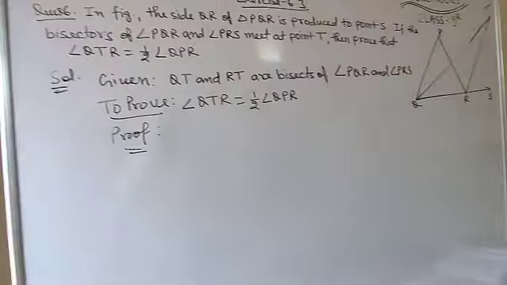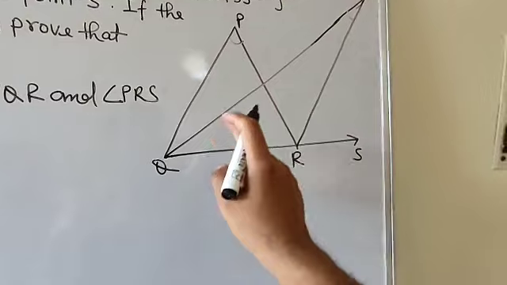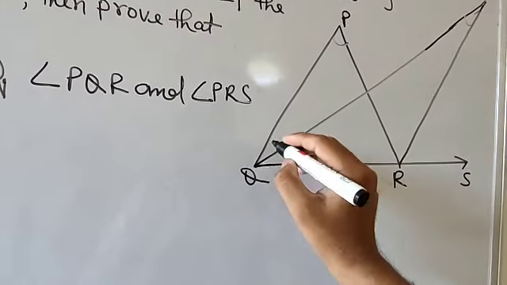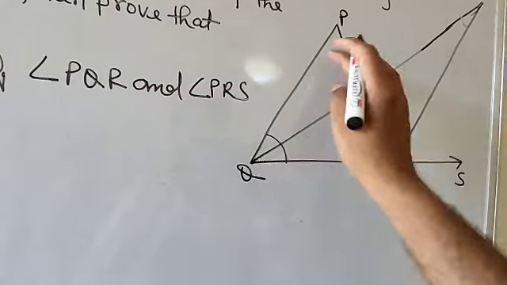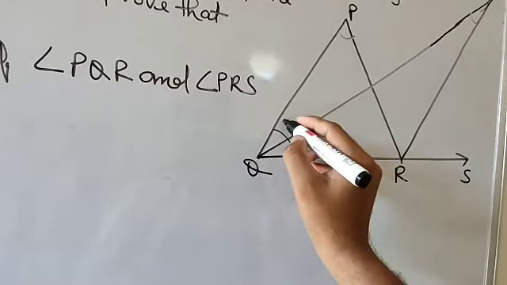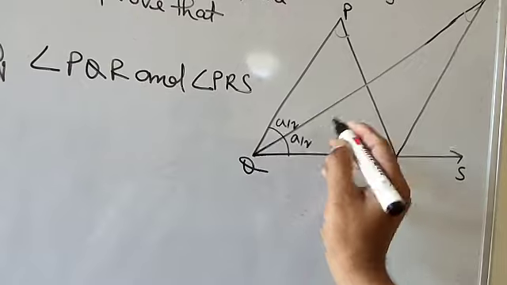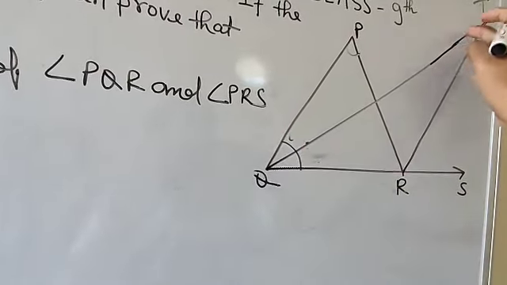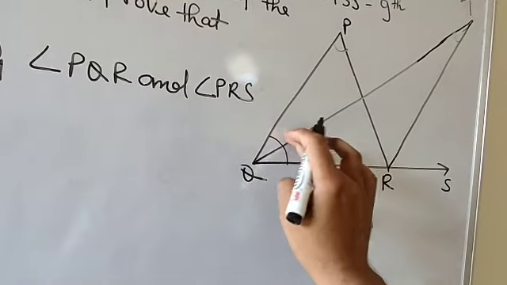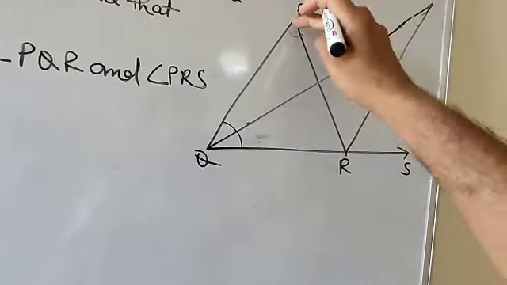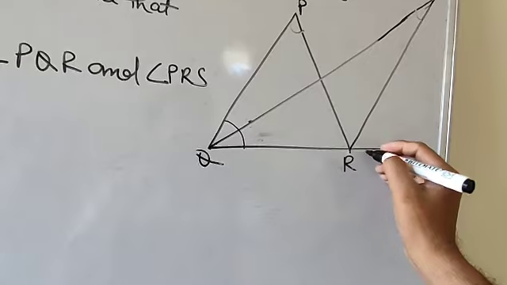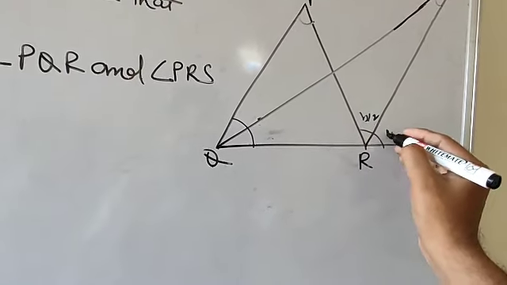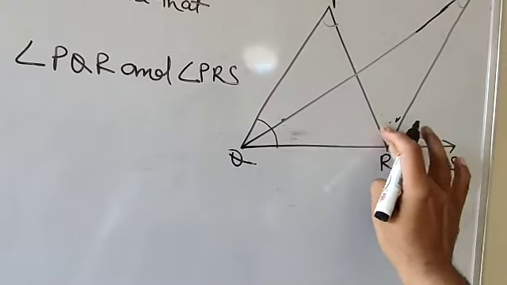Now in the proof, students, here QT is the bisector of angle PQR. So if I take angle PQR equal to A, then angle PQT equals angle TQR equals A by 2 and A by 2. In the same way, if I take angle PRS as B, then it will be B by 2 and it is also equal to B by 2. So I am going to write it.